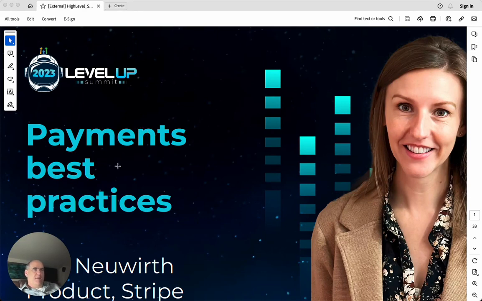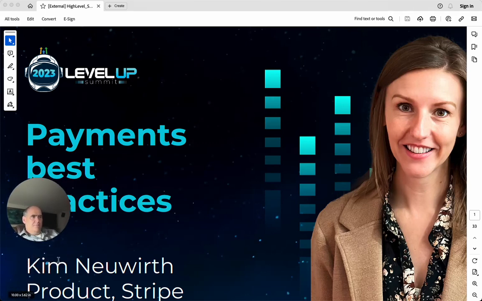Today we are going to go over Stripe payment best practices. This came from an event called Level Up Summit in 2023. I'm not sure exactly if it was held as part of a bigger event. It has the Go High Level logo on the top of it, and I did get this from Go High Level.